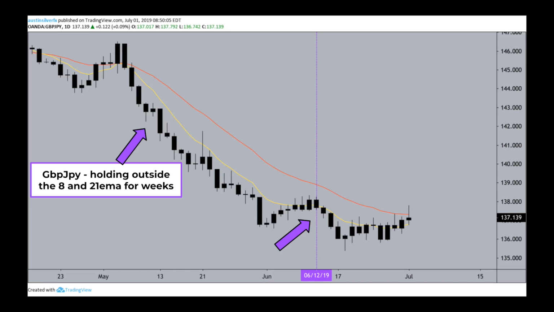This is GBP JPY. You can see from May 2nd, this thing has been outside the 8 EMA. It literally, just now in July, finally is touching the 21 EMA for the first time in 2 months. So, very clearly on the daily time frame, we are short biased.